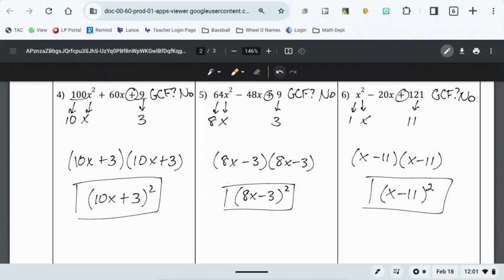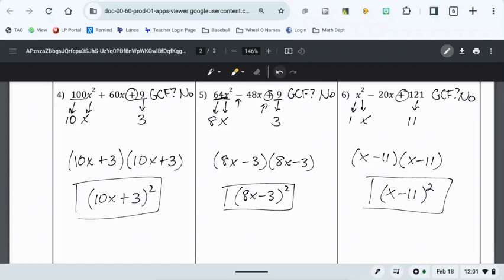Number 5, same deal. There's no GCF. Our first term is a perfect square. Our last term is a perfect square. And then we have that plus sign. It's 8x minus 3 this time, because if all that is true, we have the special case, and that means that we take our first sign. So it's minus, so that's why it's 8x minus 3, 8x minus 3.